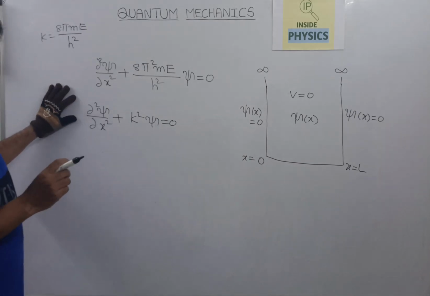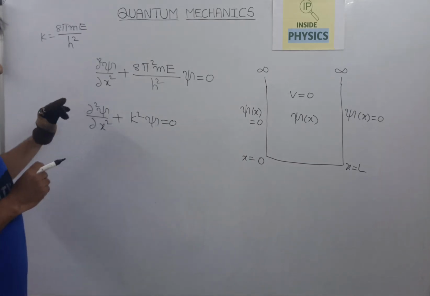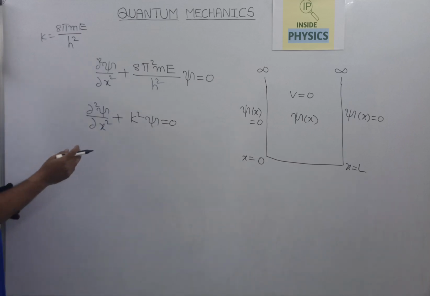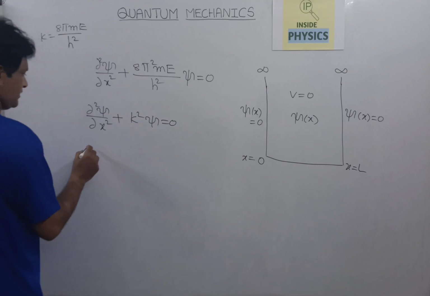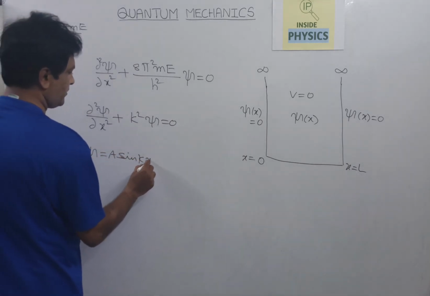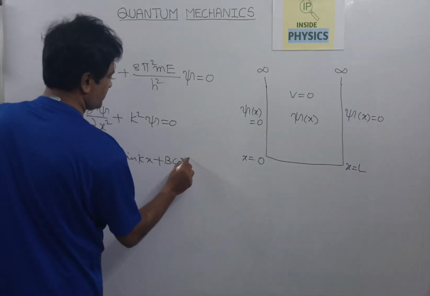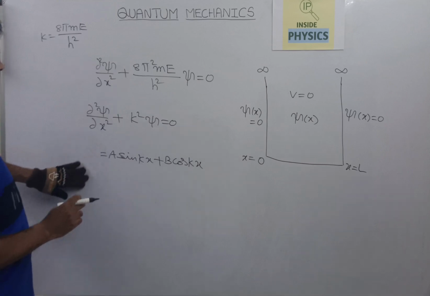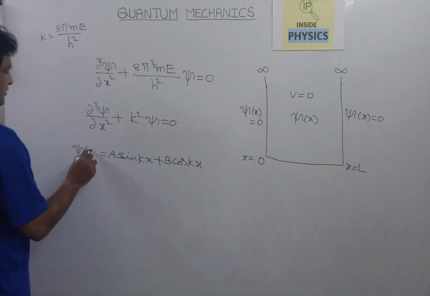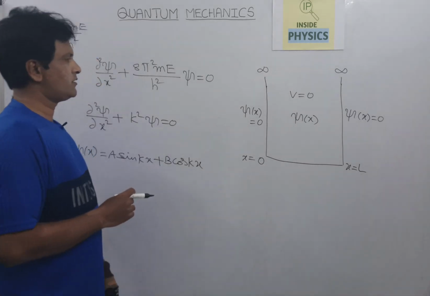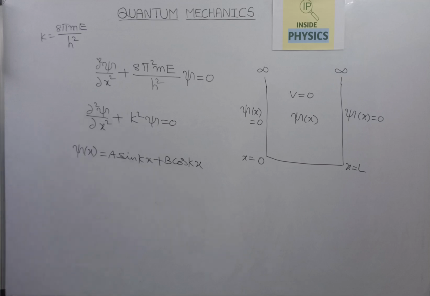This is a differential equation where psi is a complex valued function. When the particle is moving to and fro, the solution of this equation will be psi equal to a sin kx plus b cos kx. Why has this solution come? We can write psi as a function of x. For this differential equation, the solution can be written like this because the particle is moving to and fro like an oscillation inside the potential well.